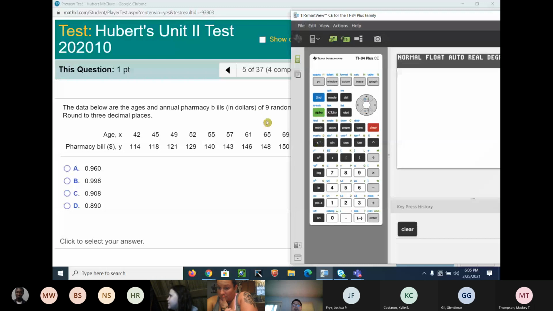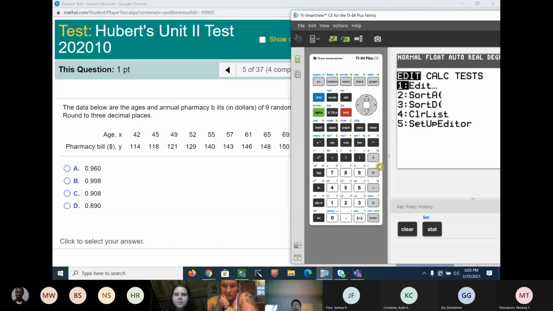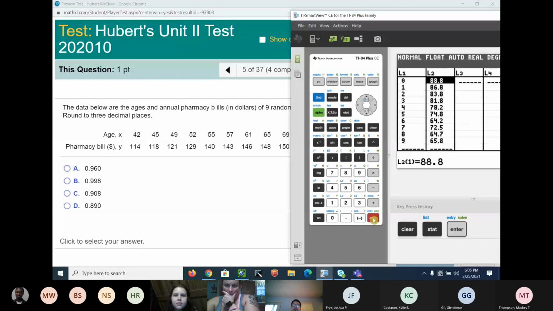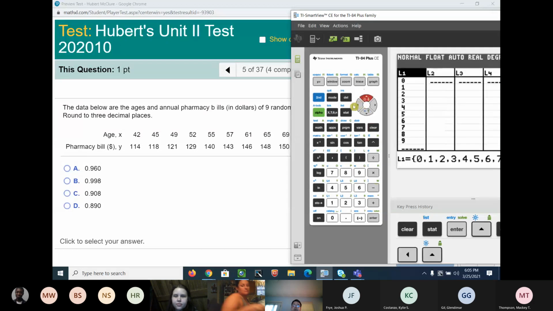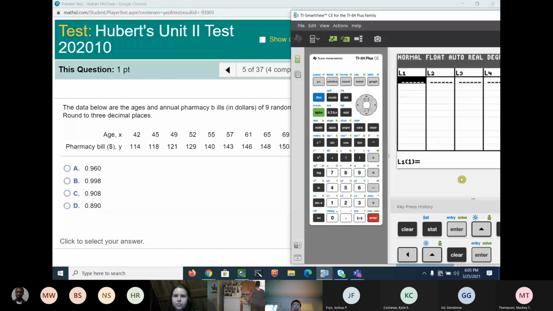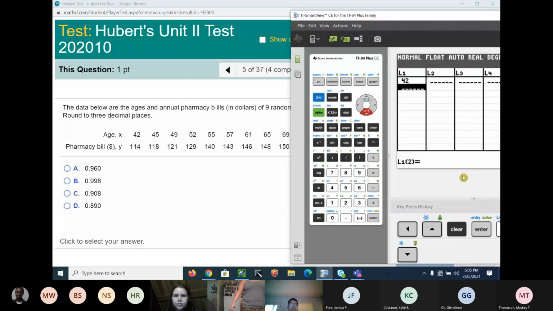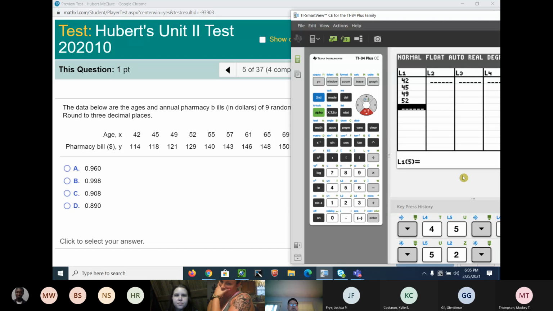Okay, here we go. I'm gonna type them in. Stat, edit. I'm gonna clear the second one. Clear, enter. And I'm gonna clear the first one. Clear, enter. And I'm gonna type them in. Here we go. 42, 45, 49, 52, 55, 57, 61, 65, 69. Go to the next page or go to the next one.